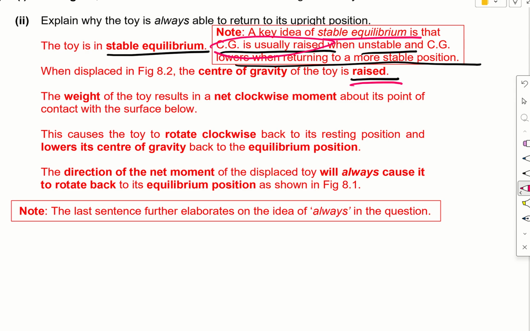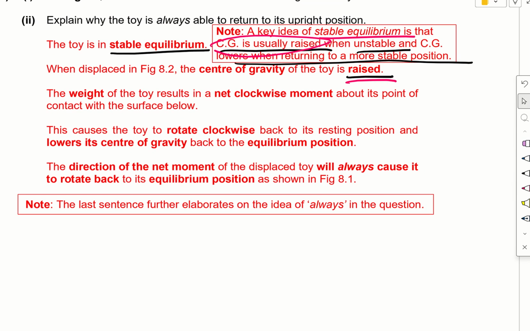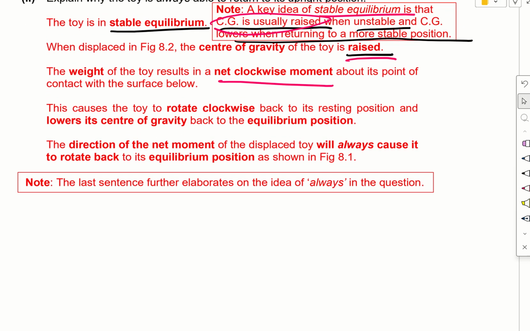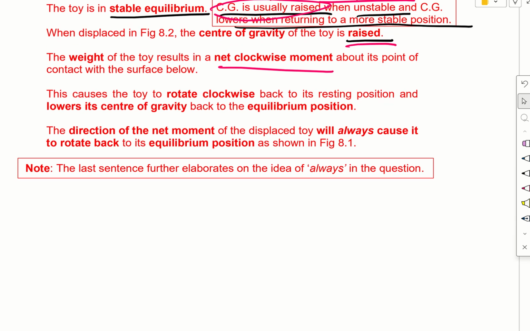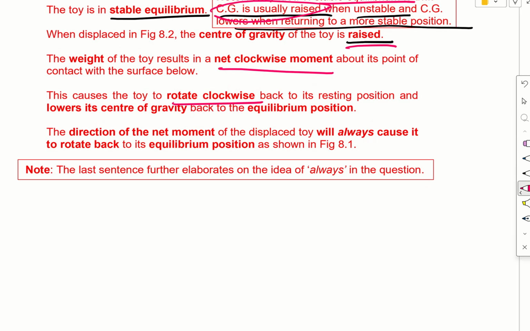But if I were to explain using moments, the weight of the toy results in a net clockwise moment. So you can sort of memorize this as a template, but you must apply it to the question. So it will result in a net clockwise moment, and this causes the toy to rotate clockwise back to its resting position and lowering its center of gravity back to the equilibrium position.